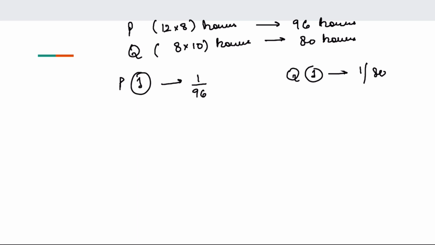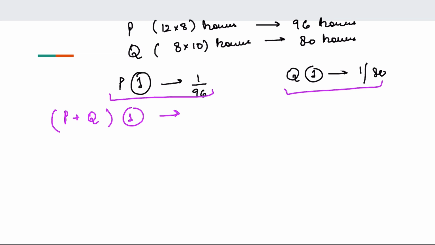So P plus Q's 1 hour work is going to be what? Anyone? Exactly. It's 1 hour work of P plus 1 hour work of Q, as simple as that. 1 upon 96 plus 1 upon 80. This is what it is, right? So if I solve it, the answer is going to be 11 by 480.